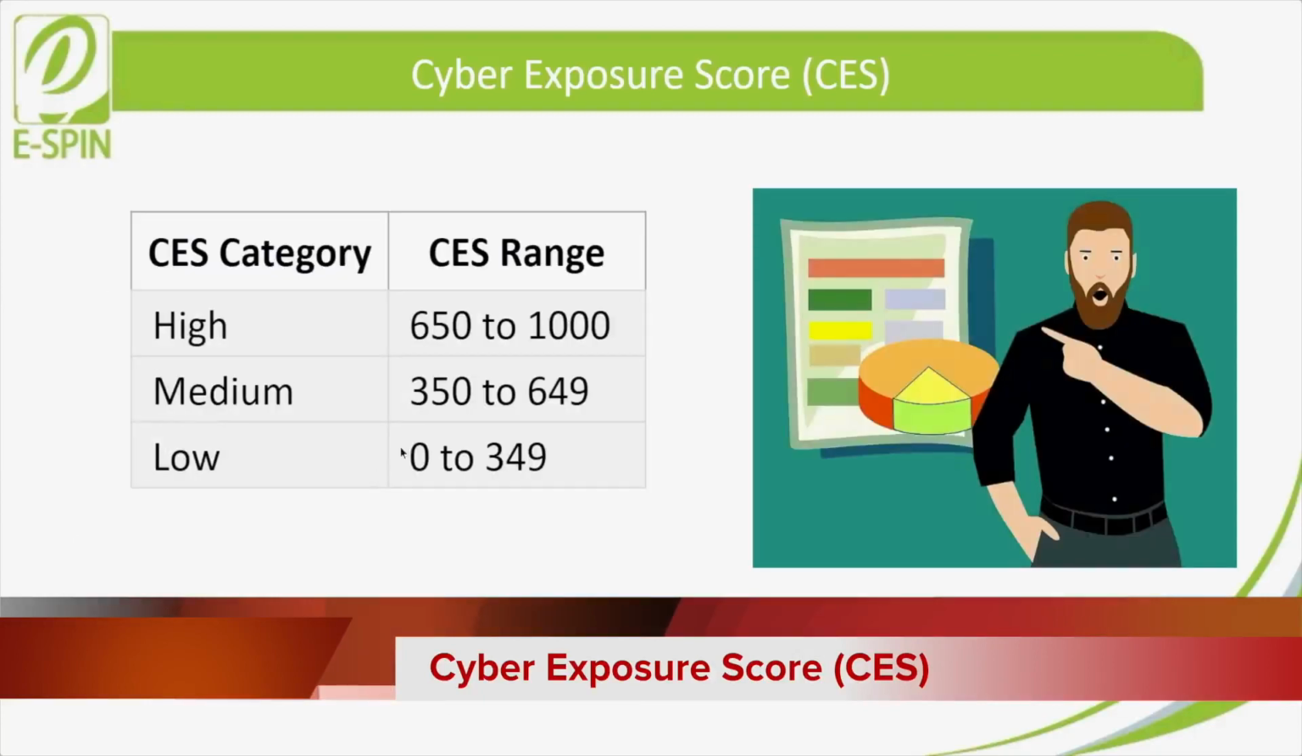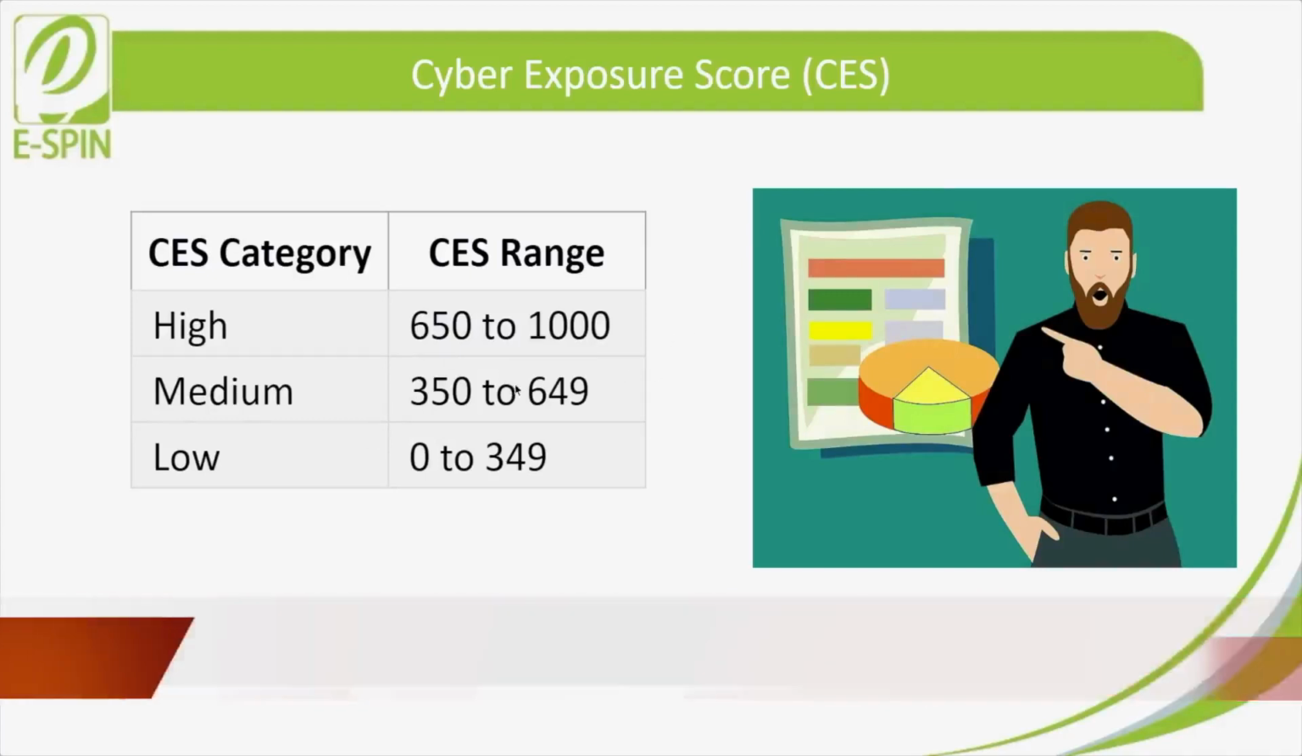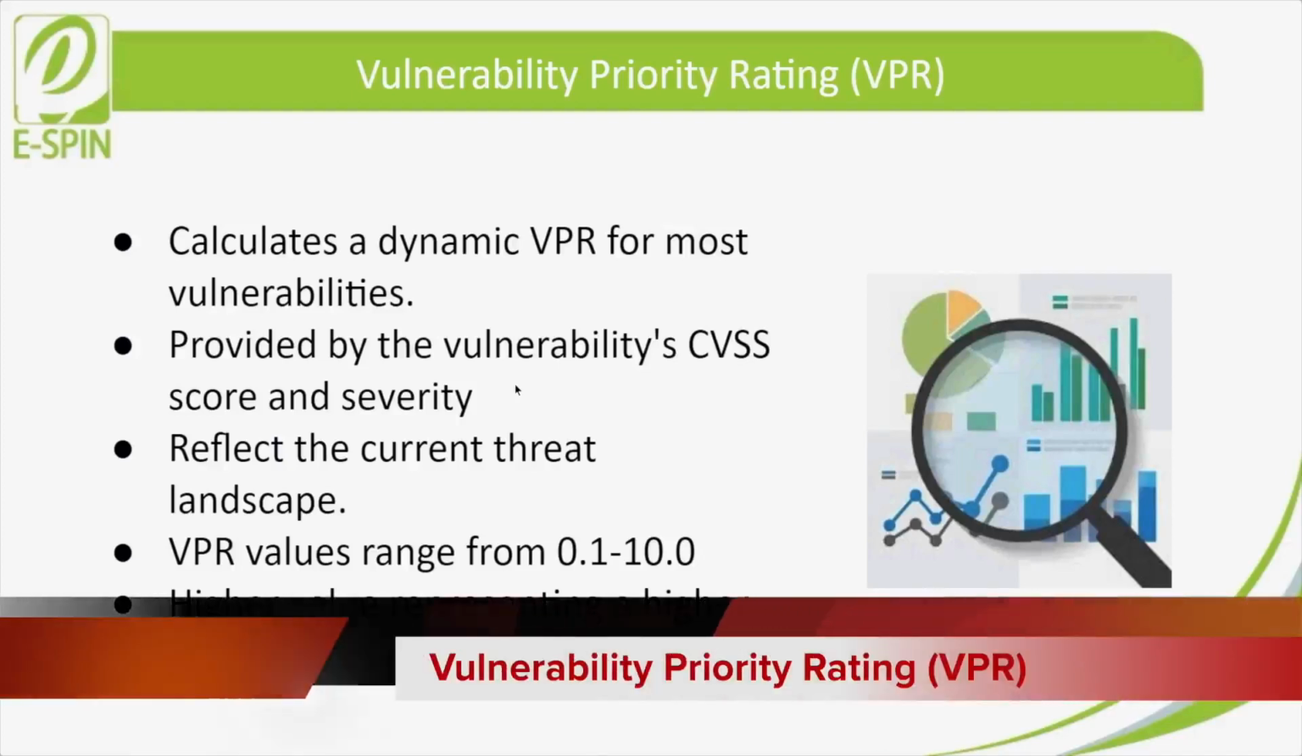This is the Cyber Exposure Score, CES, table. You can see the range from 0 to 349 is considered low, and the highest category is considered 650 to 1000. Vulnerability Priority Rating, or VPR.